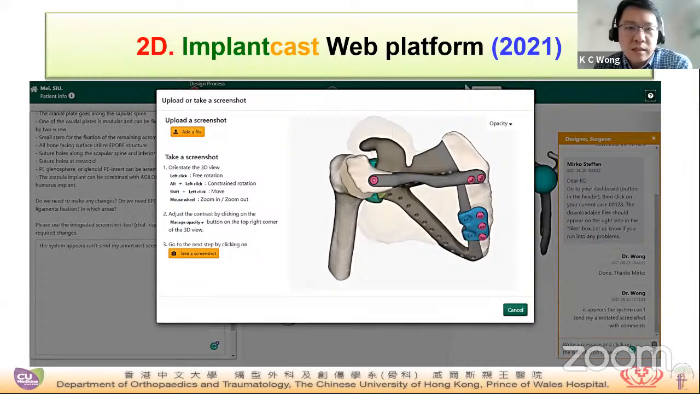And I think this kind of online platform actually encourages more users to use this custom type of design in treating tumor patients.